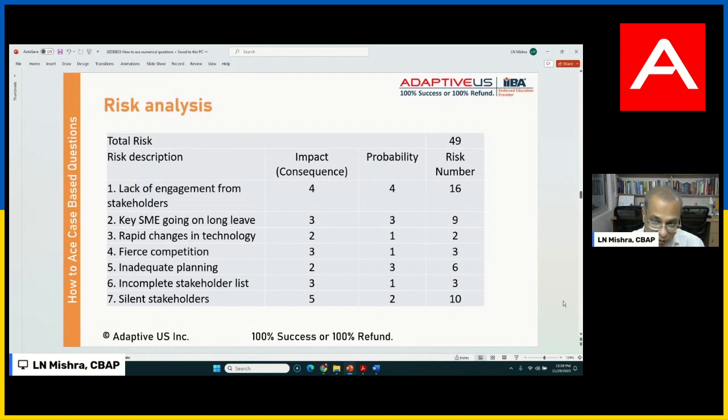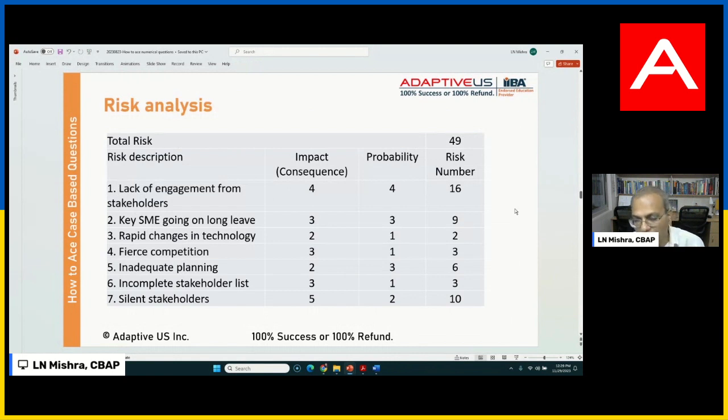Coming down, the exact same formula can also be used for risk analysis, but in this case our parameters become slightly different. Here it becomes the impact or consequence of a risk and the probability of that risk happening. So you multiply impact into probability and you get a risk number. And then you total it up and you get the total risk for the project.